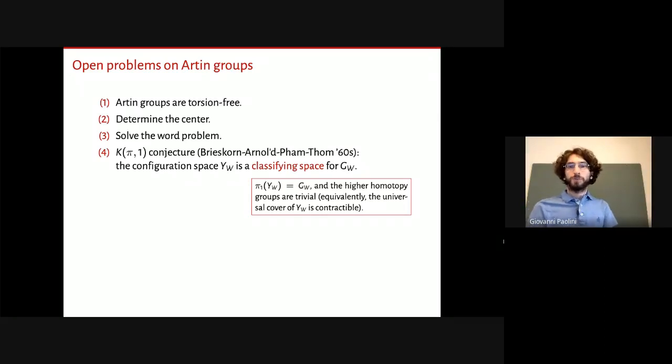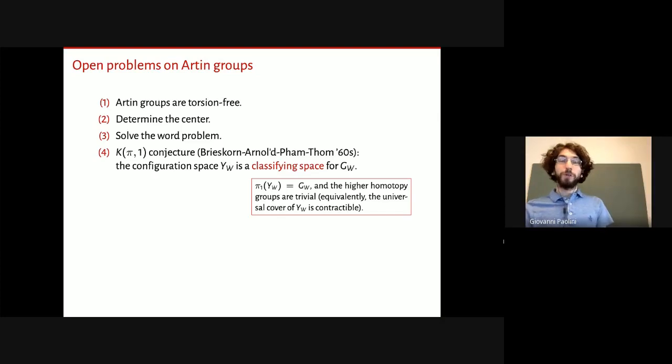We don't know if Artin groups are torsion-free, which is perhaps a bit surprising, because if you think about the presentation of Artin groups, there is no relation that should introduce torsion. So it is really expected that Artin groups are indeed torsion-free, but that's difficult to prove in general. We are not sure about what the center is. The conjecture is that it is trivial in most cases, but we don't know that.